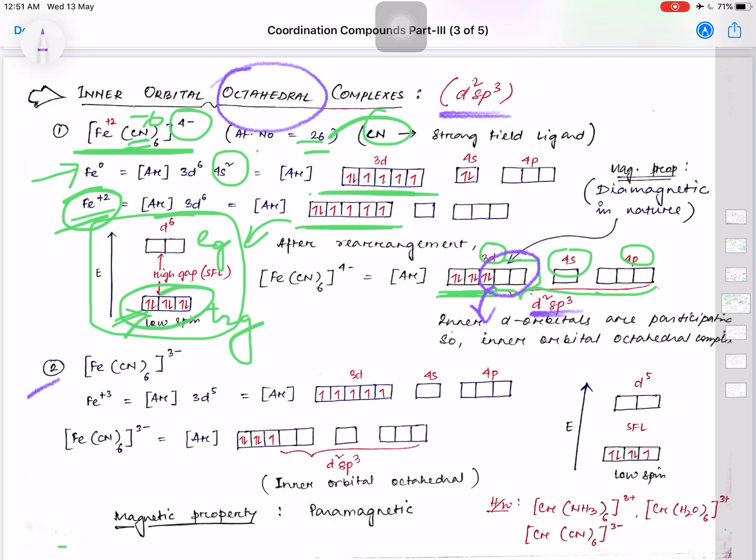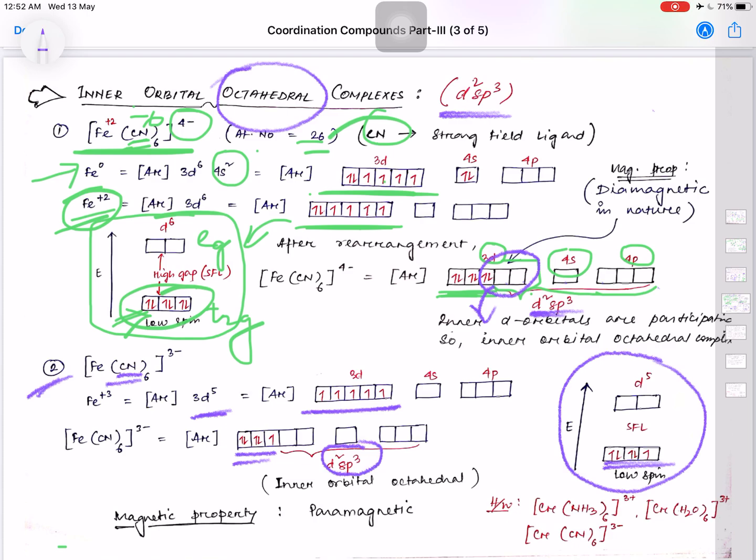Next, you just try this example, Fe(CN)6 3-. Same thing: in +3 oxidation state we will have 3d5 configuration, and we'll fill up the electrons like this. Then in the energy level diagram, CN is a strong field ligand, so the gap is very high and electrons will prefer staying in the low energy level. So we'll get low spin complexes. After rearrangement in the complex, it occupies this. Same thing, it is also an inner orbital octahedral complex because the hybridization is d2sp3.